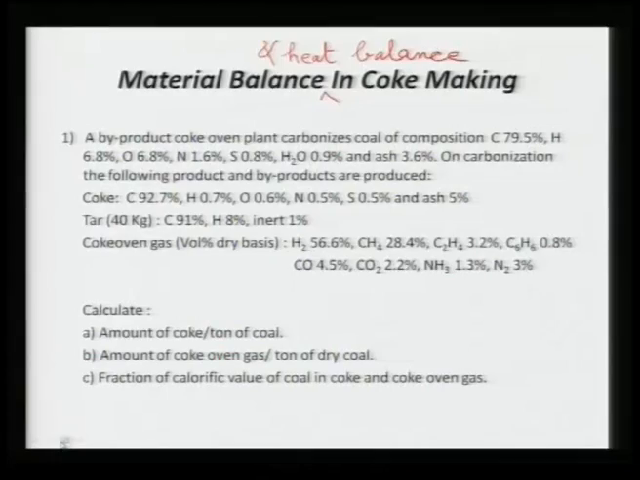So, a byproduct coke oven plant carbonizes coal of a composition that is given to you: ash, carbon, hydrogen, oxygen, nitrogen, sulfur and so on. On carbonization, the following products and byproducts are produced. Well, I am considering coke as a product because that is what is required from the coke oven, and all the rest I am considering as byproducts. So, the coke composition is given.